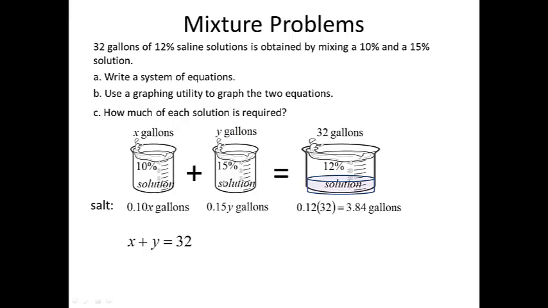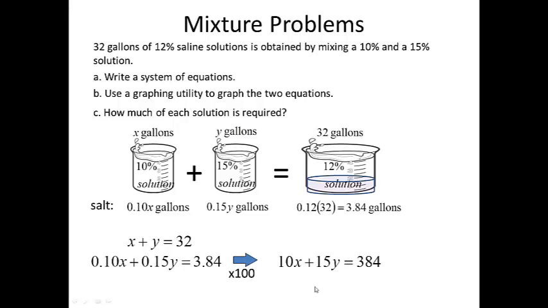So if there's this much salt in here, and this much salt in here, and this much salt in here, all together, we should be able to add them and get equal, right? The amount of salt here plus the amount of salt here is equal to the amount of salt in this one. So we've got 0.10x plus 0.15y is equal to 3.84. And I don't like those decimals, so I'm going to multiply by 100 to move the decimal over twice. So I get 10x plus 15y is equal to 384.